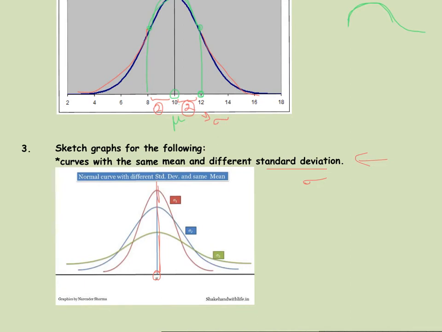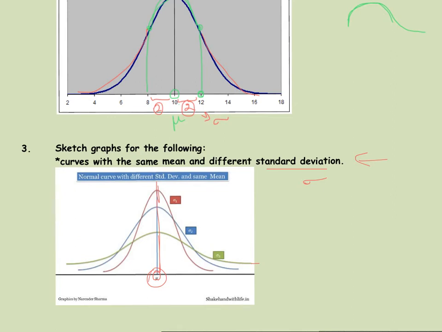So look at the three graphs that have been sketched here. They all have the same center. So they have the same mean, which let's just call it mu. Notice that we've made all the standard deviations different, and how does that show in the graph? Notice that the spread of the graphs is different. The green graph seems to be the most spread out.